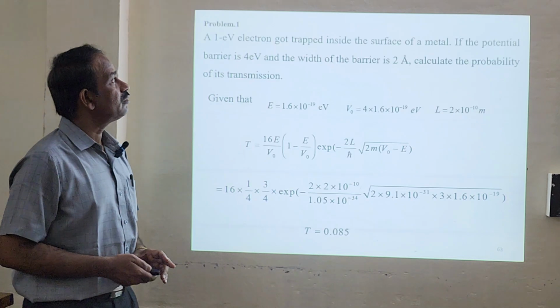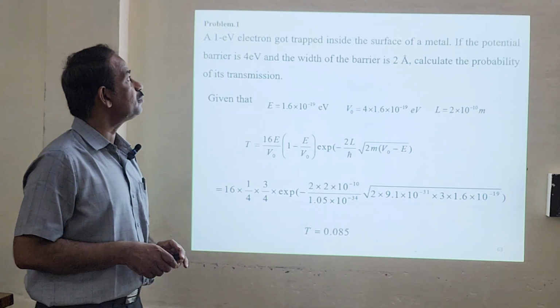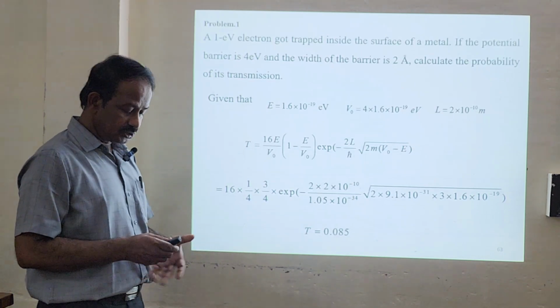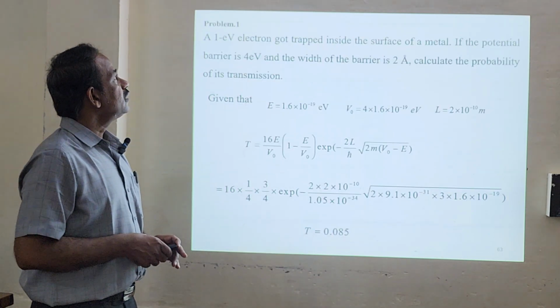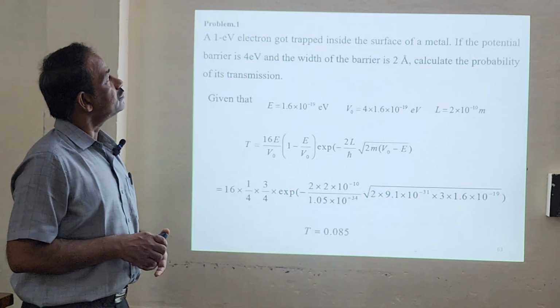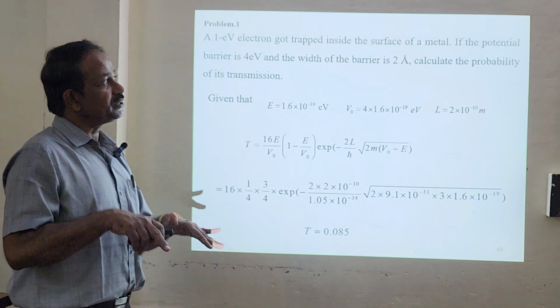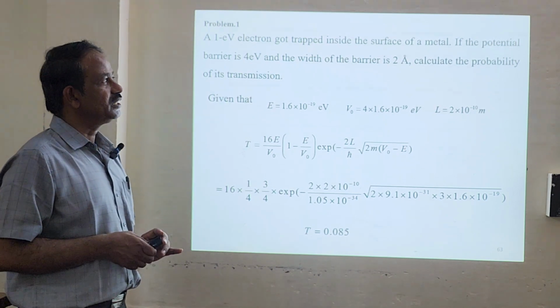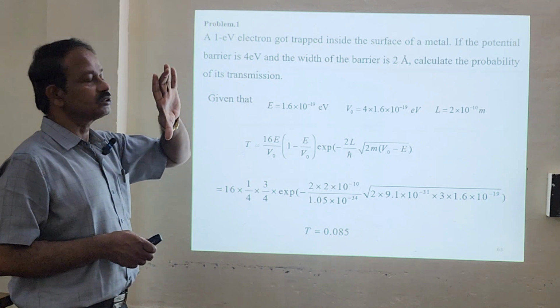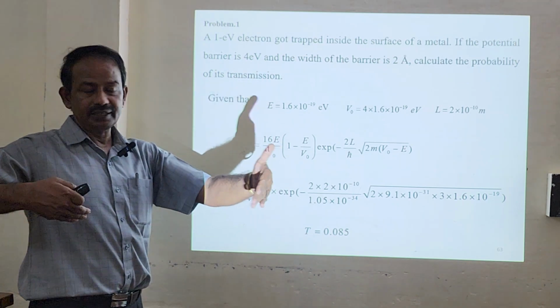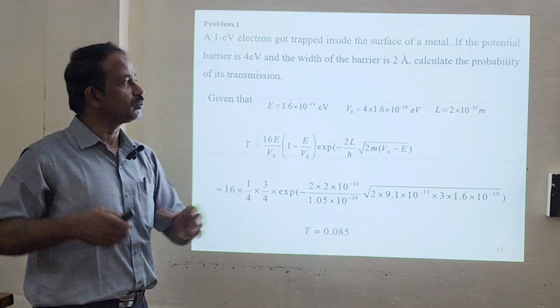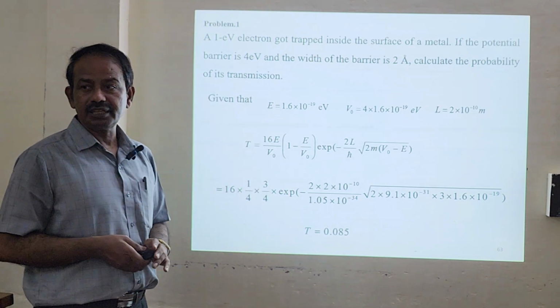Now we'll solve two problems, which are very important problems. Problem number 1, using this expression. One electron got trapped inside the surface of a metal. If the potential barrier is 4 electron volt, so your barrier height is 4 electron volt, and the width of the barrier is 2 angstrom. So the width of the barrier is 2 angstrom. Calculate the probability of its transmission.